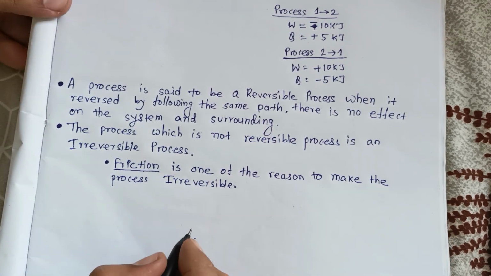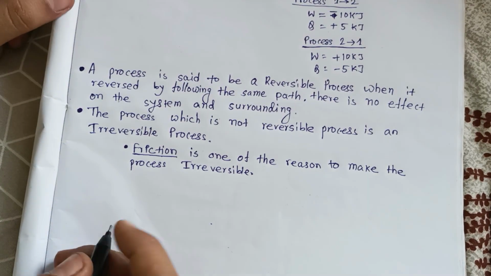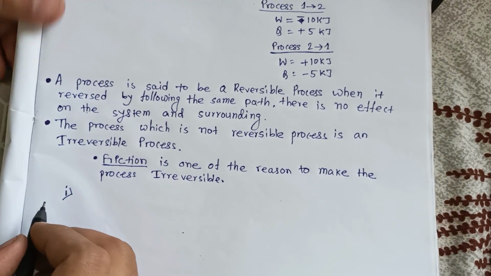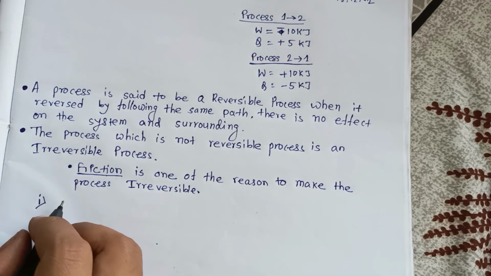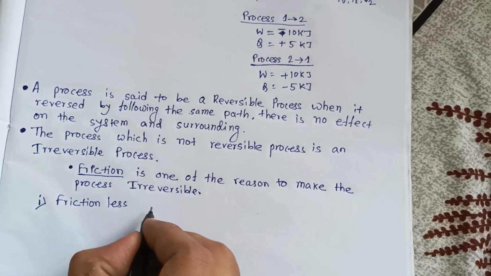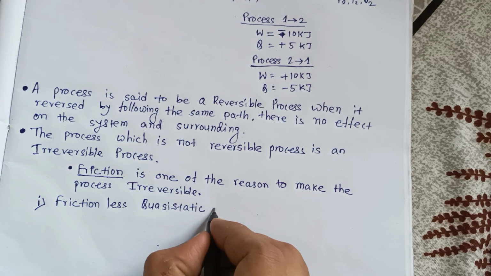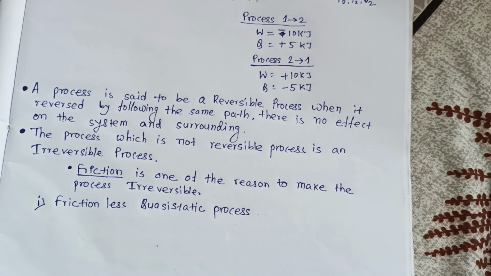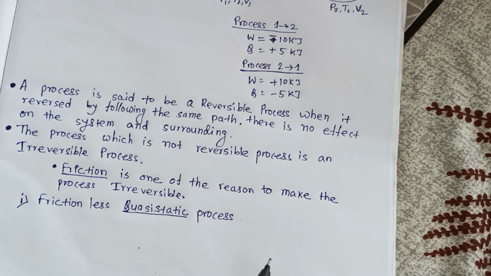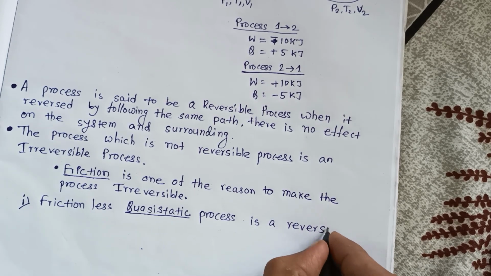Now you should remember some basic points about reversible and irreversible processes. Here there are 4 points. Point number 1: a frictionless quasi-static process is a reversible process. What do you mean by quasi-static process? Quasi-static means a very slow process. A frictionless quasi-static process is a reversible process.